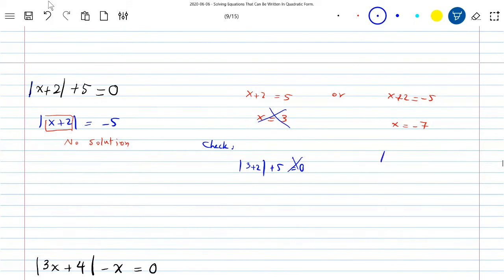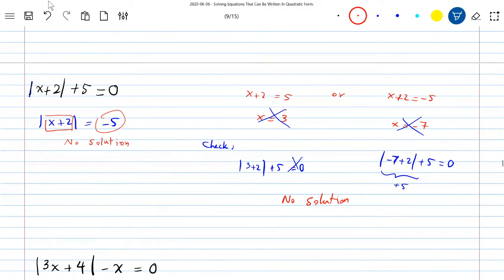If you try -7, absolute value of -7 plus 2, plus 5 equals 0, you might say, oh, this works. It doesn't work because -7 plus 2 is -5. Absolute value of that is positive. This is positive 5. Then plus 5 is 10. 10 does not equal 0. So this doesn't work either. So checking the solution is always a good idea. Sometimes you make a mistake. So no solution. But you could have said that from the beginning because absolute value can never be a negative number.